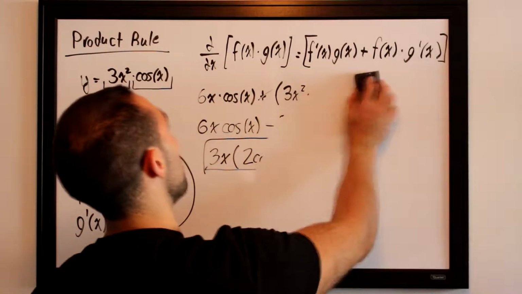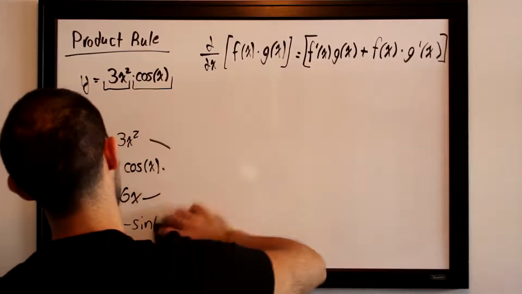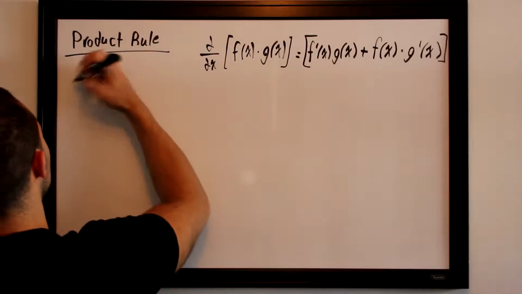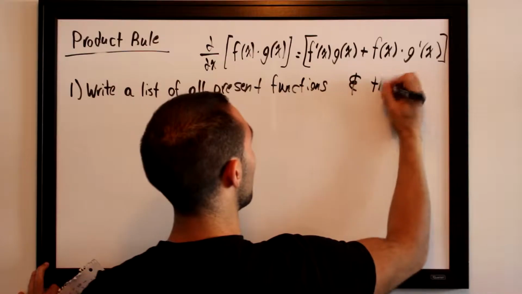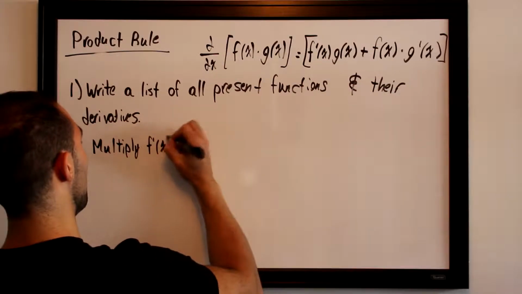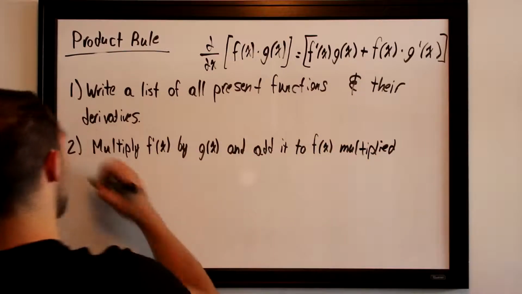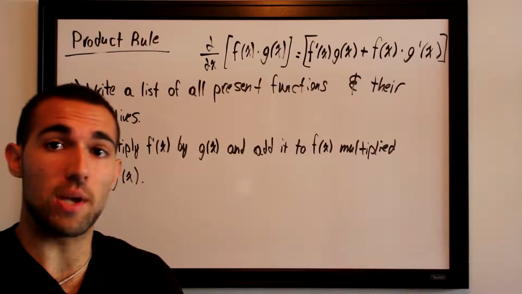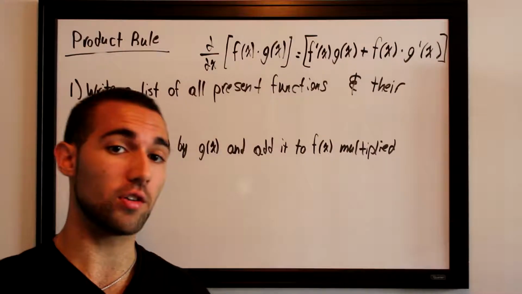So let me just take a moment to write a couple of steps that are necessary in order to take the derivative of any product. So these are pretty much the 2 steps that you need to follow every single time you want to apply the product rule and take the derivative of a product of 2 functions.